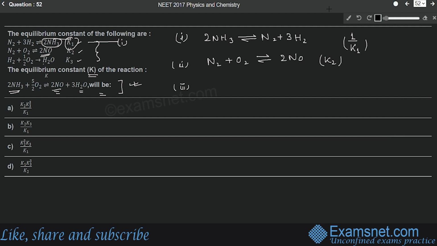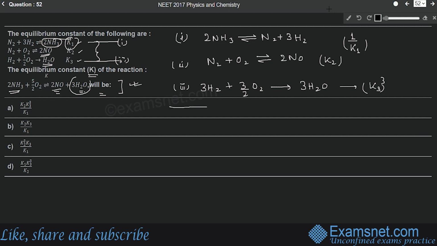Okay. Now the third one. In the third one, H2O is on the product side and in the final reaction also H2O is on the product side. But here we have 3 times H2O, right? So we'll multiply the third reaction, this one, by 3. Okay. So it will be 3H2 plus 3 into 1 by 2, that means 3 by 2 O2. And it will give 3 molecules of H2O, right? And its equilibrium constant will be K3 to the power 3, right? Because when we multiply this reaction by 3, then its equilibrium constant will have power 3, right?